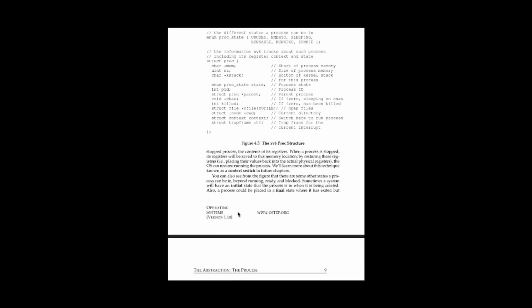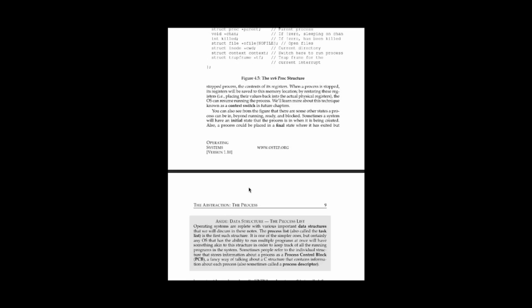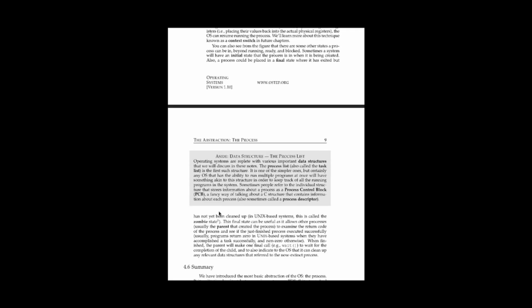You can also see from the figure that there are some other states a process can be in, beyond running, ready, and blocked. Sometimes a system will have an initial state that the process is in, when it is being created. Also, a process could be placed in a final state, where it has exited, but has not yet been cleaned up. In Unix-based systems, this is called a zombie state.